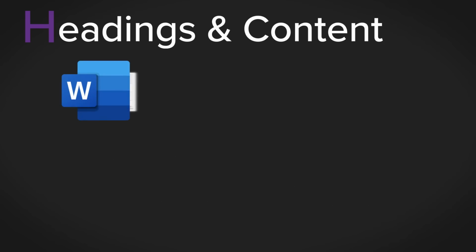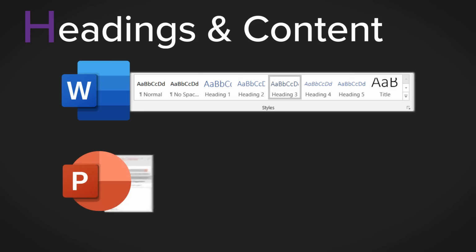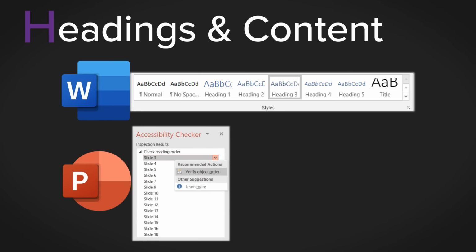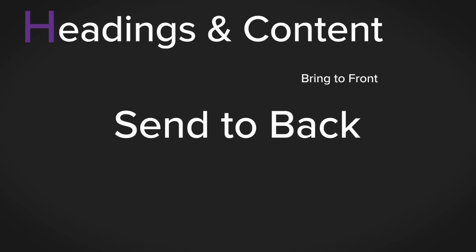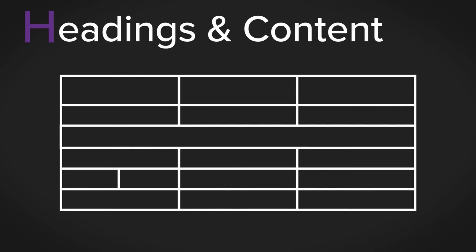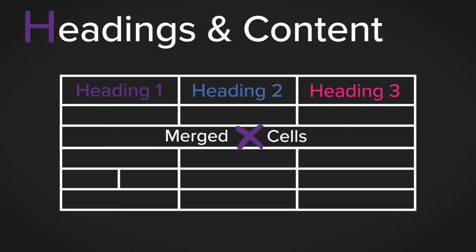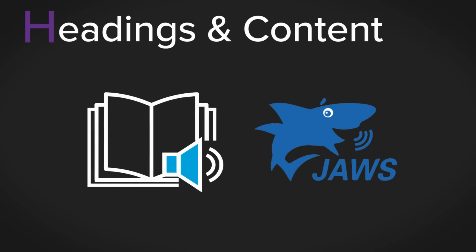For example, in Word, utilise heading styles found in the Home tab ribbon. In PowerPoint, create a reading order for content in your slides and make use of the Bring to Front and Send to Back options. If you're going to use tables, keep them simple using column headers. Avoid merge cells or split cells, nested tables and completely blank rows or columns. Doing these things will make it easier for screen readers to read your documents in a logical order.